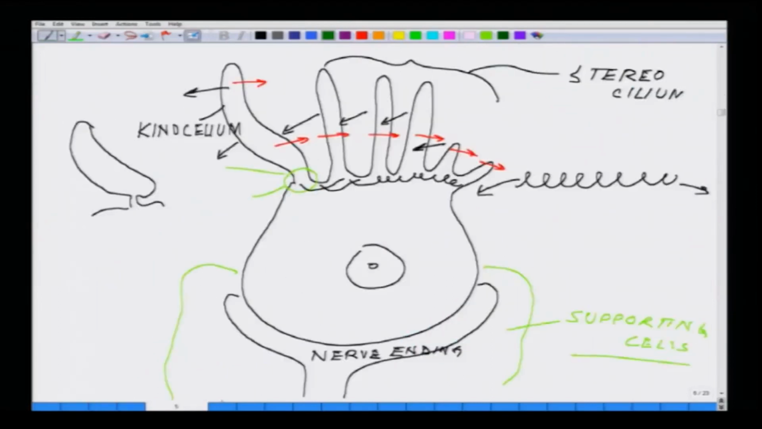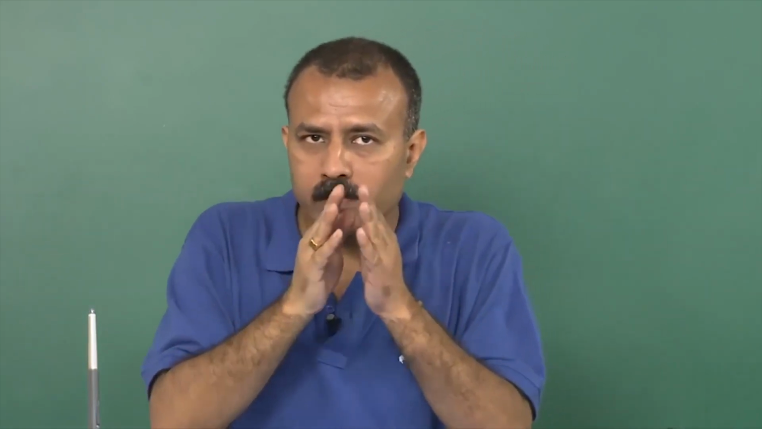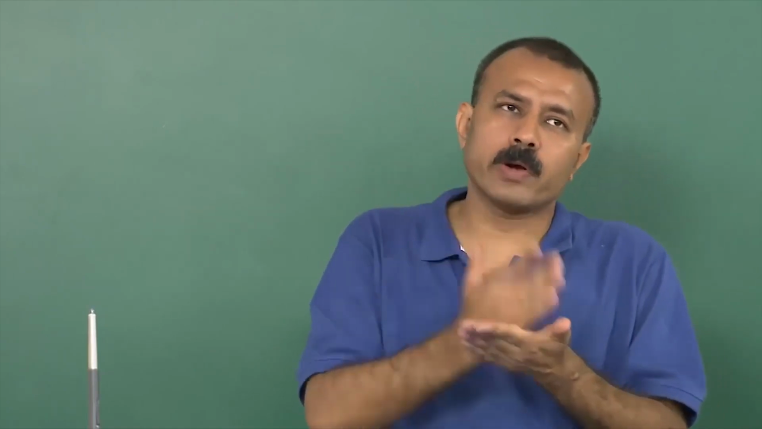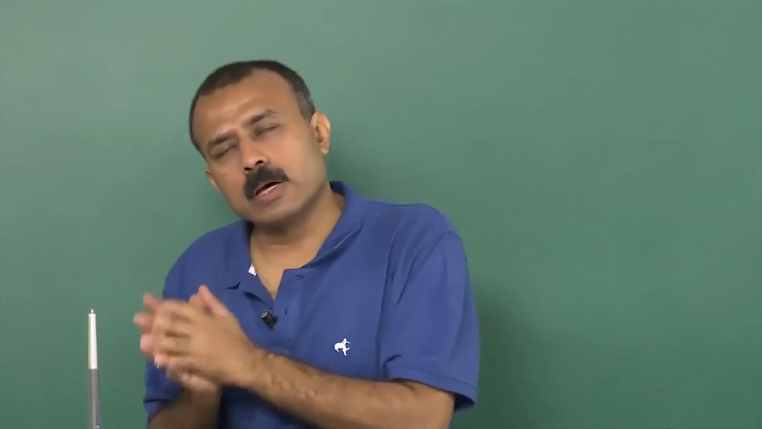So, these hair cells are very similar to the cones in the retina, which could sense different wavelengths of light. It could be a blue cone, a green cone, or a red cone. The hair cells could sense different hertz. It could sense 16,000 hertz, 6,000 hertz, or 1,000 hertz. Based on that, their ion channels are coded.